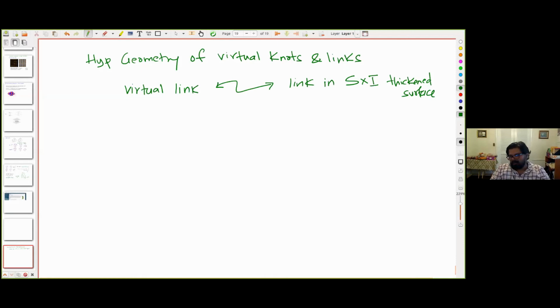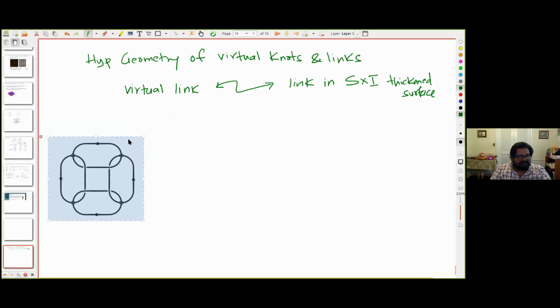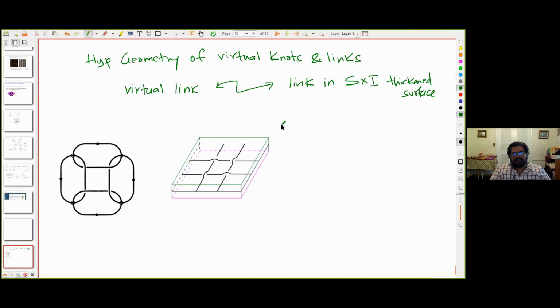And so what one can do, here is an example. Here is a virtual link. I do not know what the name of the link is in the virtual knot sense or link sense. I'm not that familiar with it. But you can see this as actually a link in the thickened surface. In this case, the surface is actually a torus. So you can look at this as a link in the thickened torus. You're identifying these things here. So this is T2 cross I, and this is your link in T2 cross I, right? So this is a virtual link, and this can be seen as a link in the thickened torus.